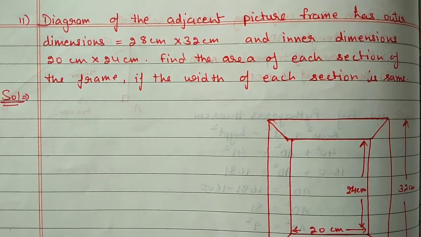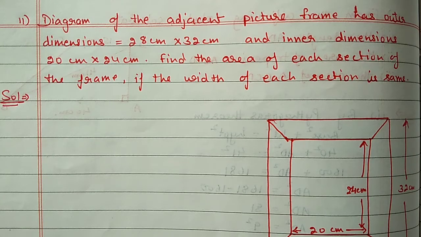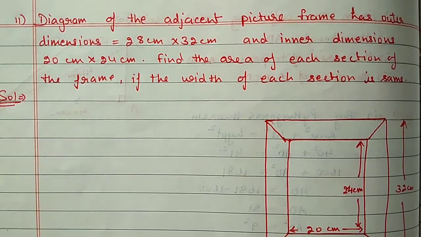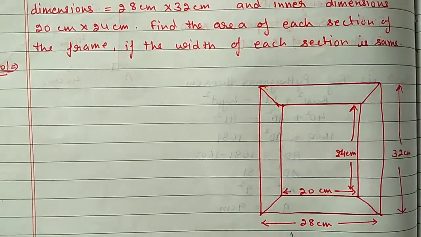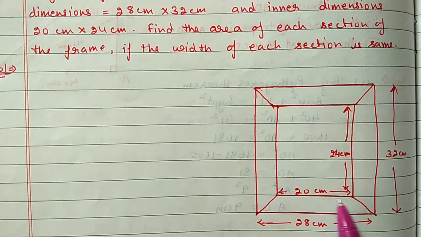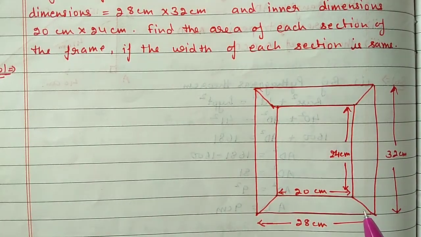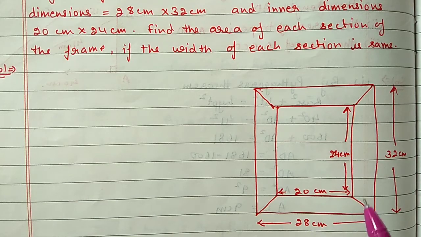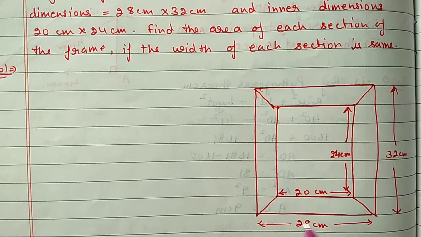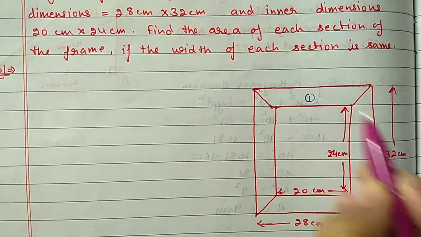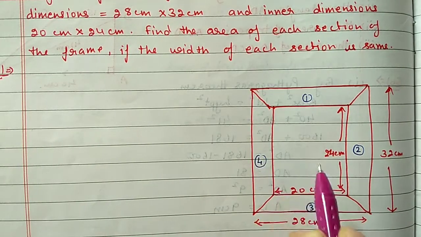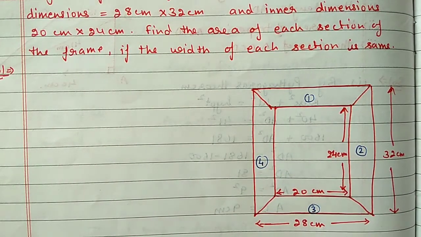Next, question number 11. The diagram of the adjacent picture frame has outer dimensions 28 and 32. This is the outer dimension given. This is 28 and this is 32, and the inner dimensions are given. This is 20 and this is 24. Now we have to find the area of each section of the frame. So this frame has a total of 4 sections. This is 1, 2, 3 and 4 sections. So we have to find out the area for all the 4 sections.